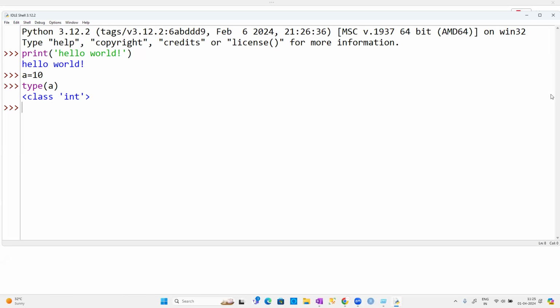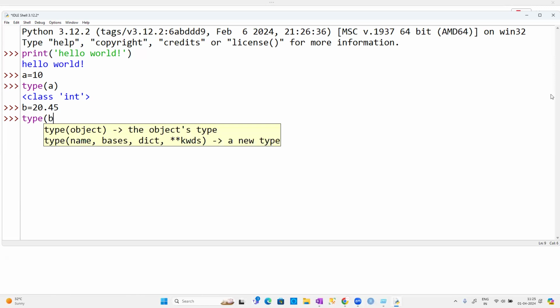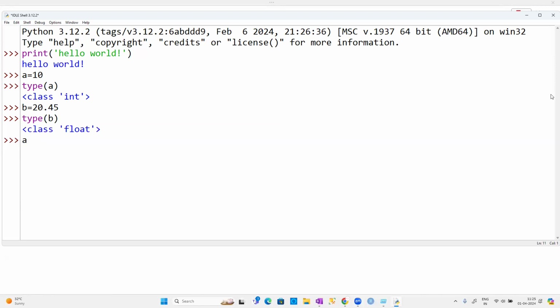So what are the basic data types we have, guys? Integer we have. B equal to 20.45, which we are going to call a float. So type of b is nothing but float. A equal to hello, double quotes, single quotes, anything is fine, guys. Both of them are allowed. See there. Here, in the first case A is treated as an integer. In the second case A is treated as a string, guys. So Python chooses the appropriate data type.